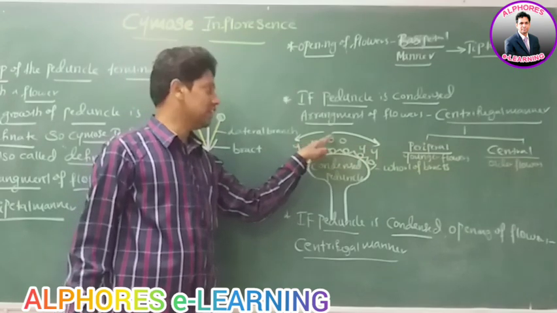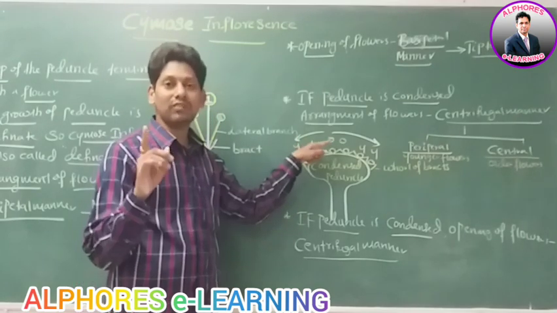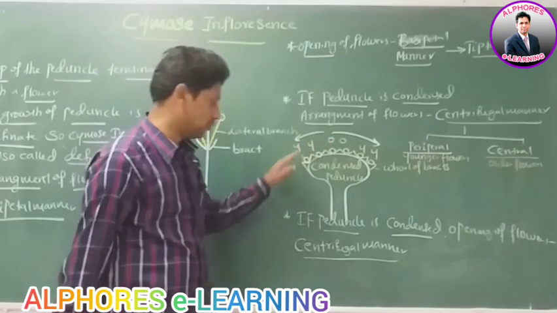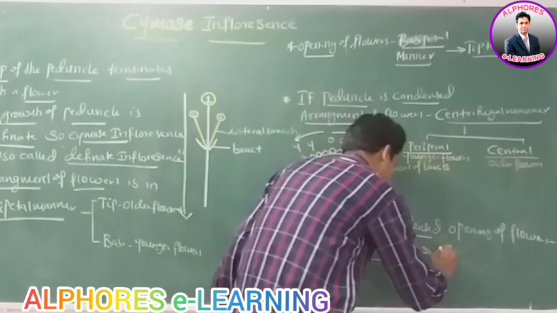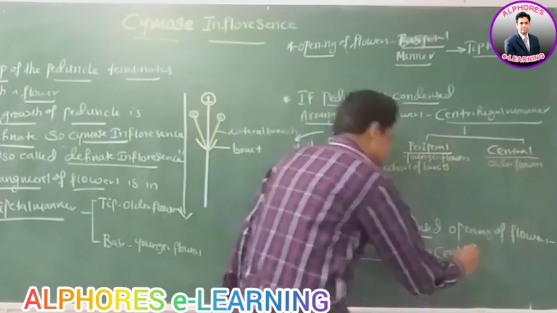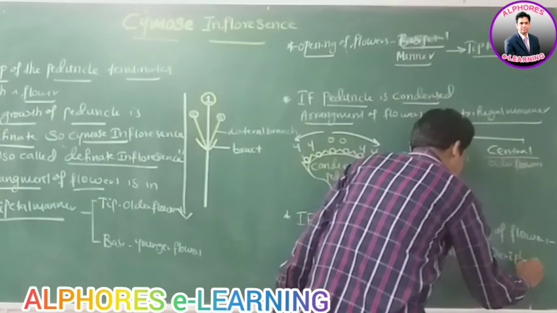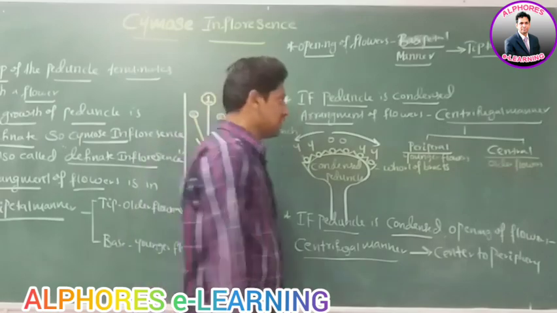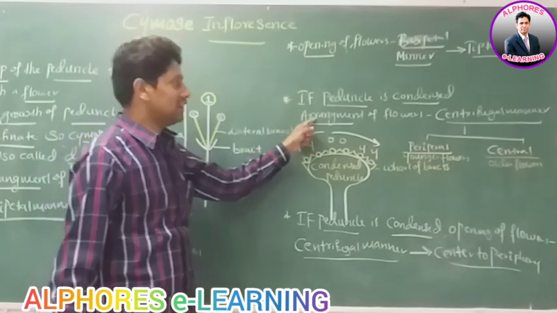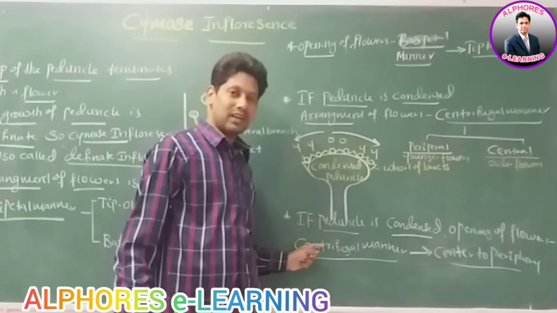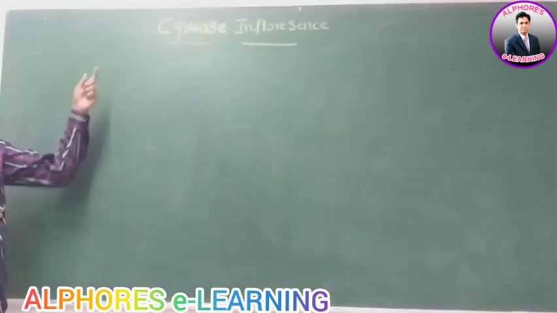Why does opening of flowers proceed from center to periphery? Because central flowers are older and peripheral flowers are younger. Older flowers open first, then younger flowers open. Therefore, opening of flowers is in centrifugal manner, from center to periphery. Is it okay? Therefore, in cymose inflorescence, if the peduncle is condensed, the arrangement of flowers is centrifugal, and opening of flowers is also centrifugal. We are discussing cymose inflorescence, right?